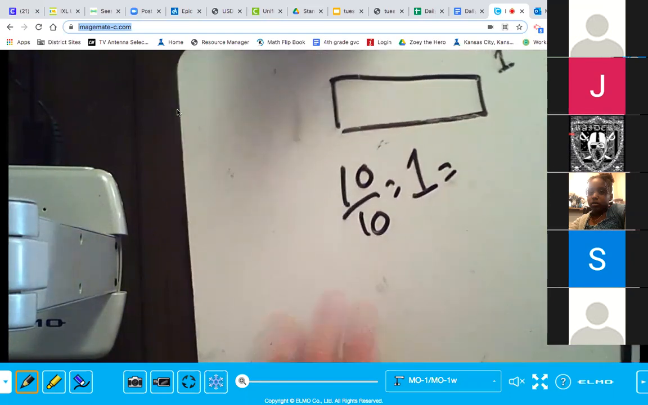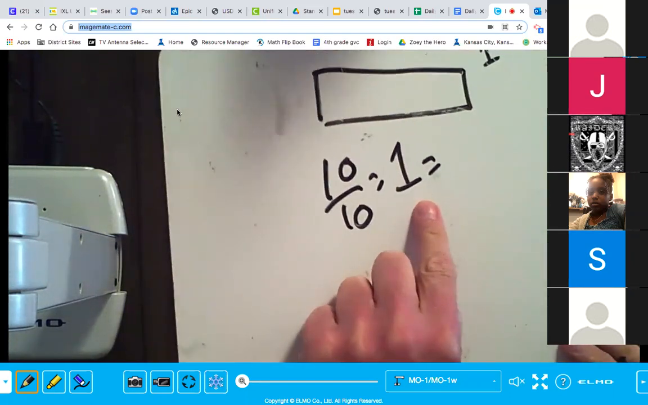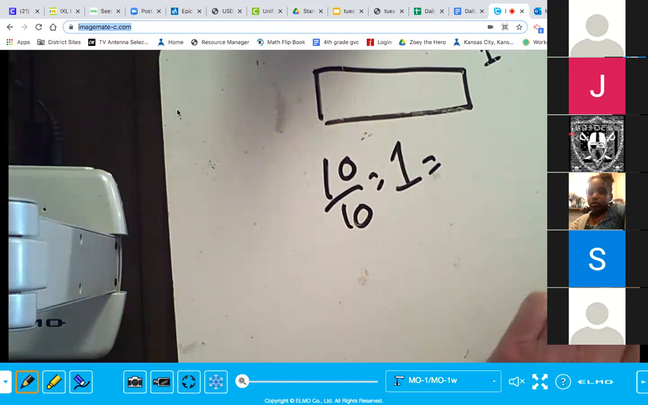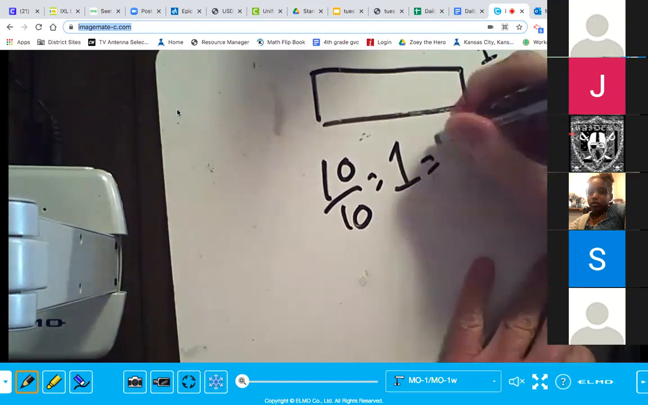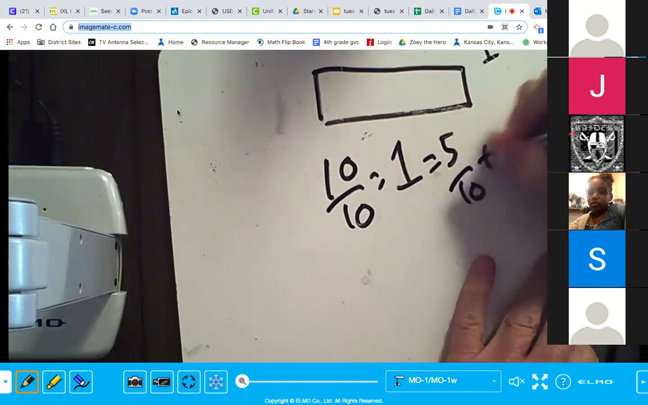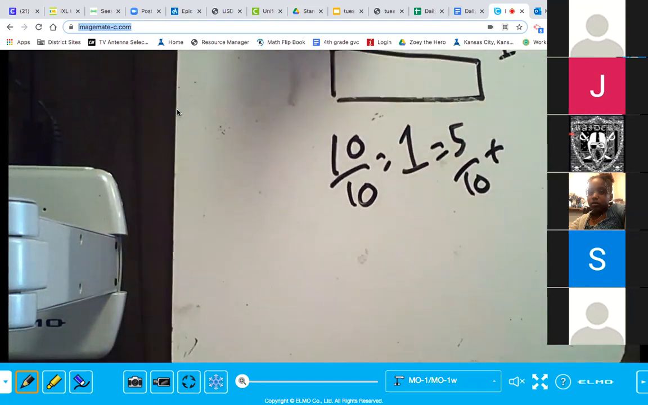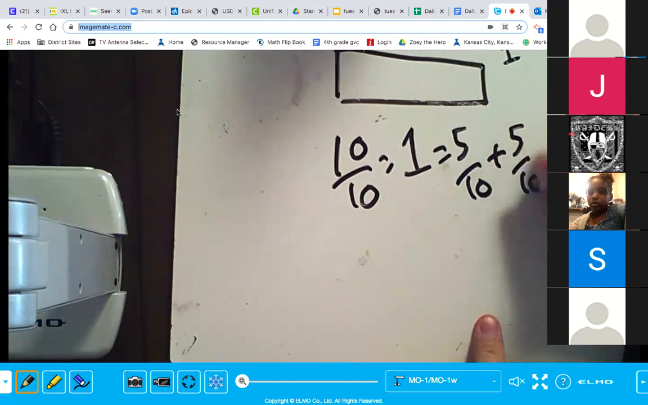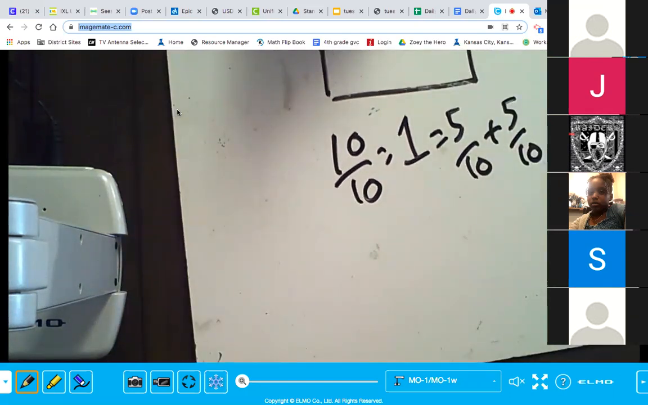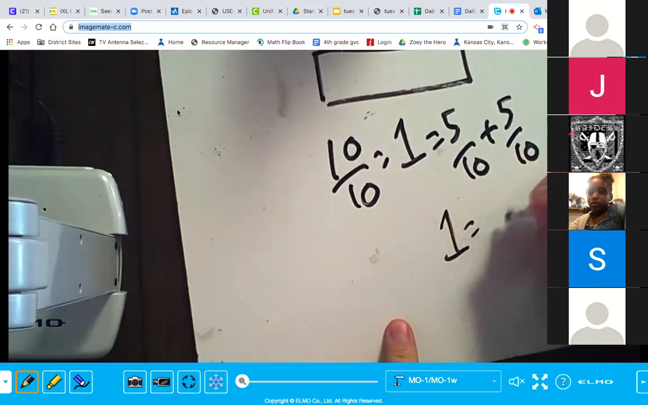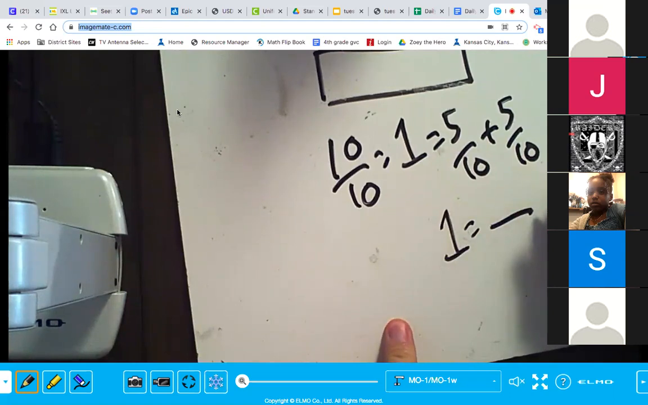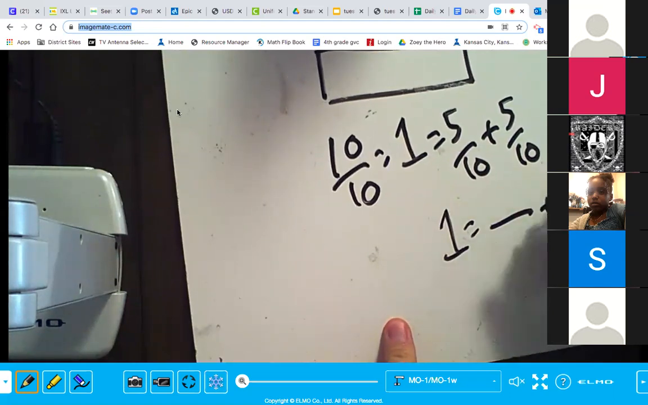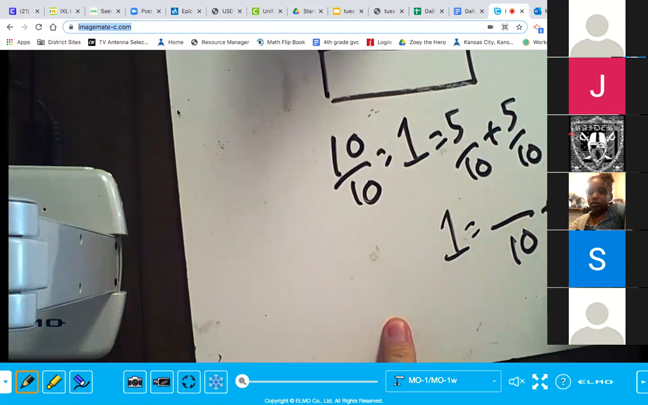So we're decomposing 1. So what would be one way we could do it, Jose? 5 tenths plus what? 5 tenths plus 5 tenths. Very good. So then what's another way we could do it? Let's ask Santino. We're doing tenths, right?